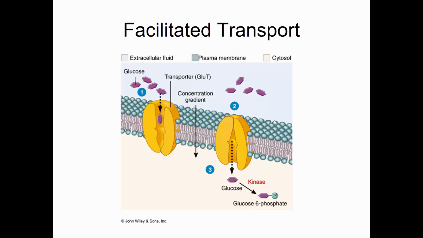Here's another nice example. Here's glucose binding to a GLUT transporter. The GLUT transporter changes shape, and glucose is brought into the cell. Now here's a cool thing. Glucose is immediately phosphorylated, and now it's no longer glucose, and we maintain our inward concentration. However, this transporter saturates at about 10 millimolar.